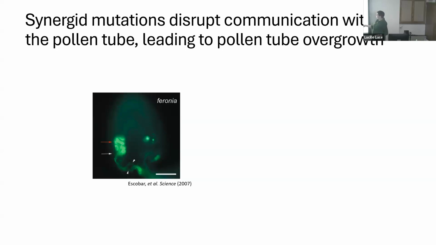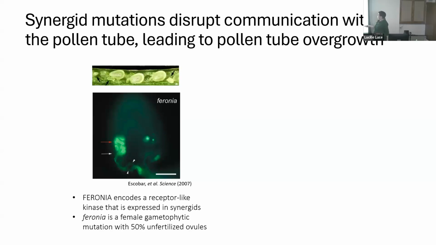And so mutants on the female side that disrupt this process can still attract a pollen tube, but the pollen tube doesn't burst. So it doesn't get the signal that it's okay to release the sperm cells. Instead, it keeps growing around and around. So the first mutant discovered was Feronia, and this encodes a receptor-like kinase.